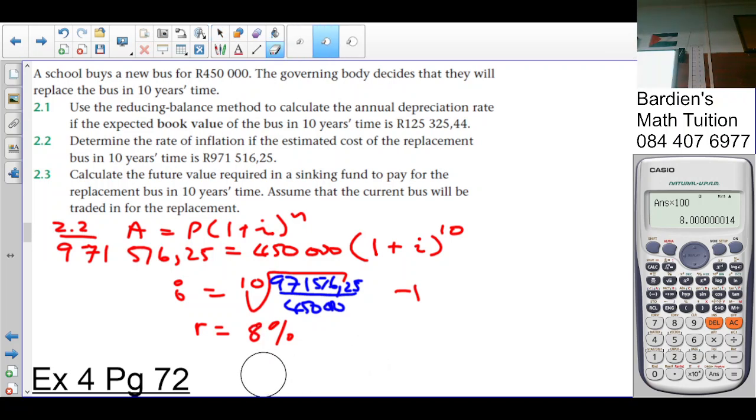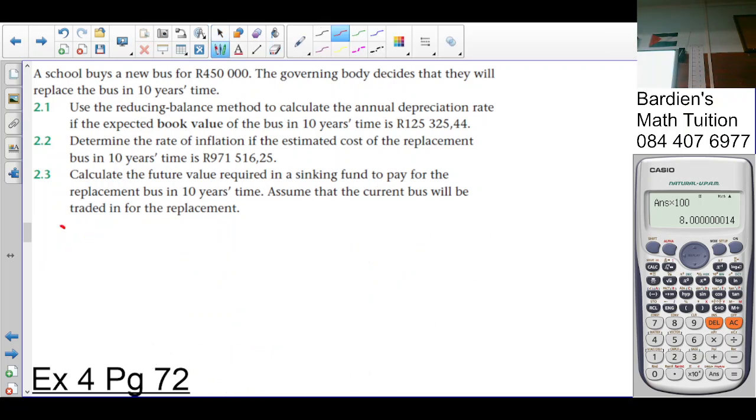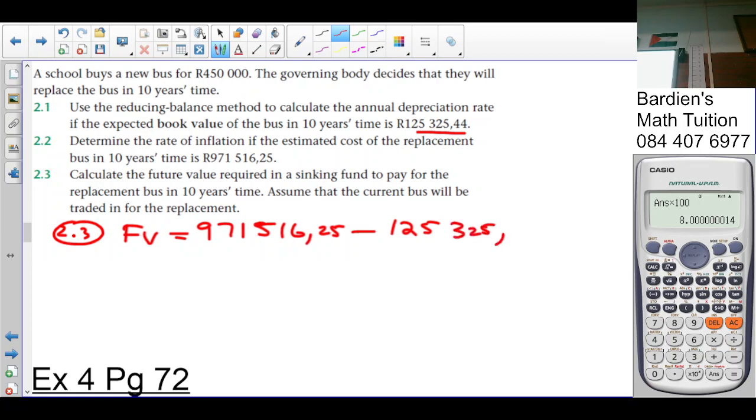Okay. 2.3. Calculate the future value required in the sinking fund to pay for the replacement bus in 10 years' time. Assume that the current bus will be traded in for the replacement. So what happens is once you trade the bus in, that amount of 125,325.44 is used for the purchasing of the new bus. The sinking fund, which is the future value which is needed, is going to be the new bus at 971,516.25 rand minus the trade-in value or the scrap value of the old bus.